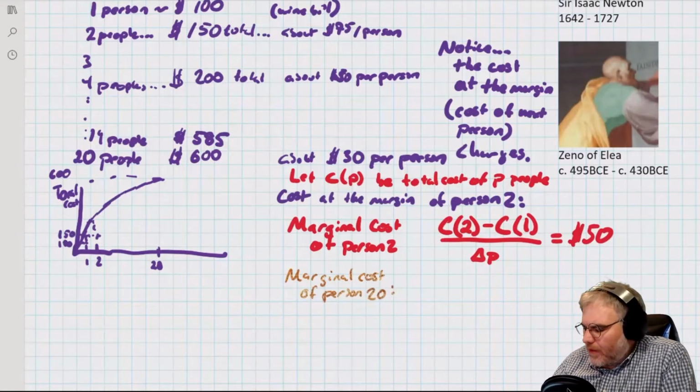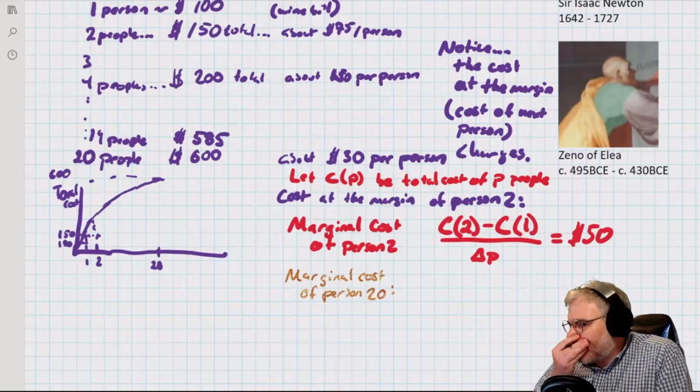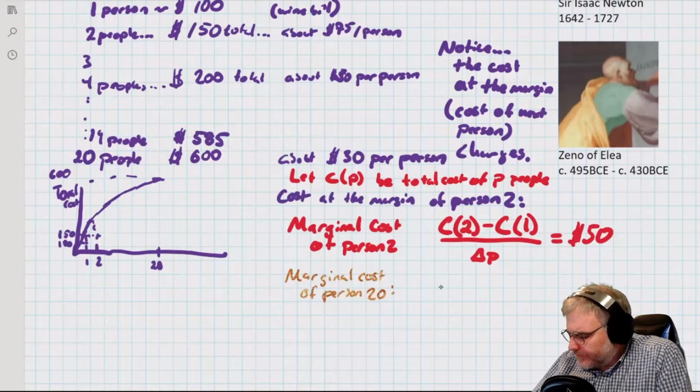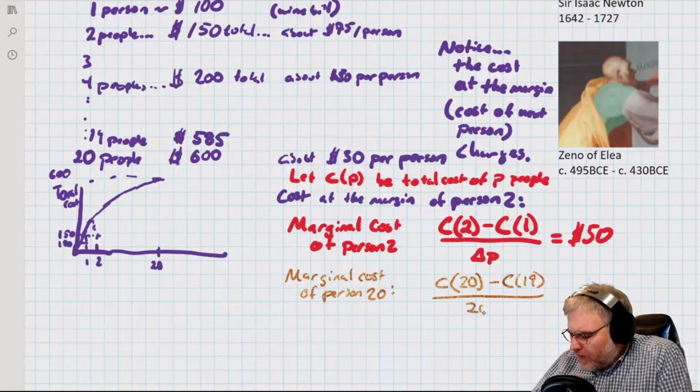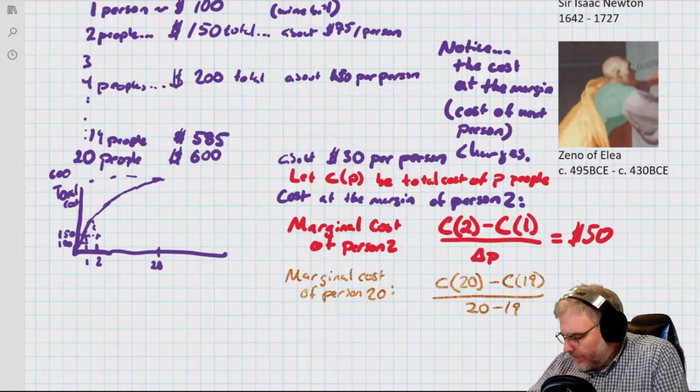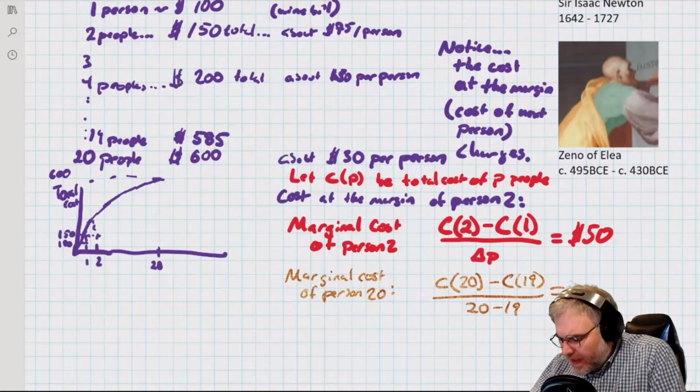Okay. Well, how am I going to do that? Well, what I'm going to do is I'm going to take the cost of person 20 and subtract the cost of person 19. I'm going to do that over the change in people, which is 20 minus 19, or 1. That's going to give me the number, right? So it's 600 minus 585. It's going to be 15 over 1.